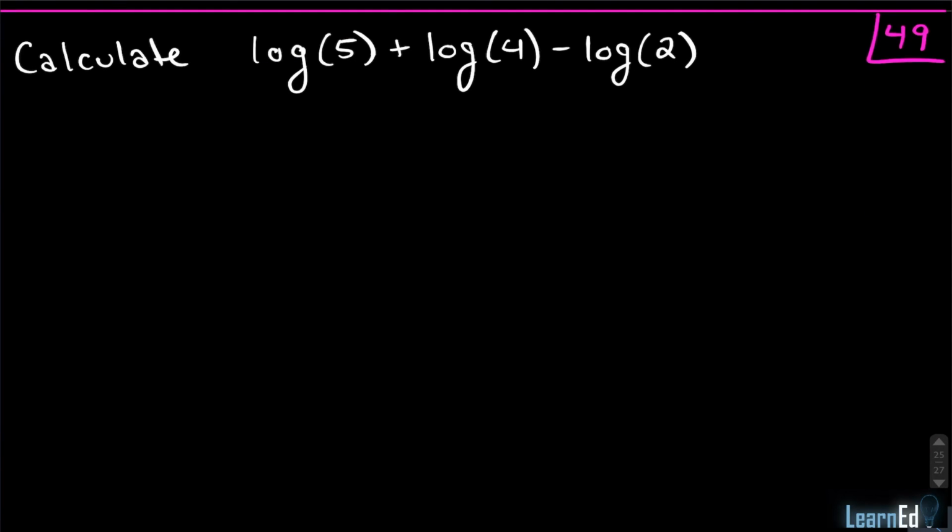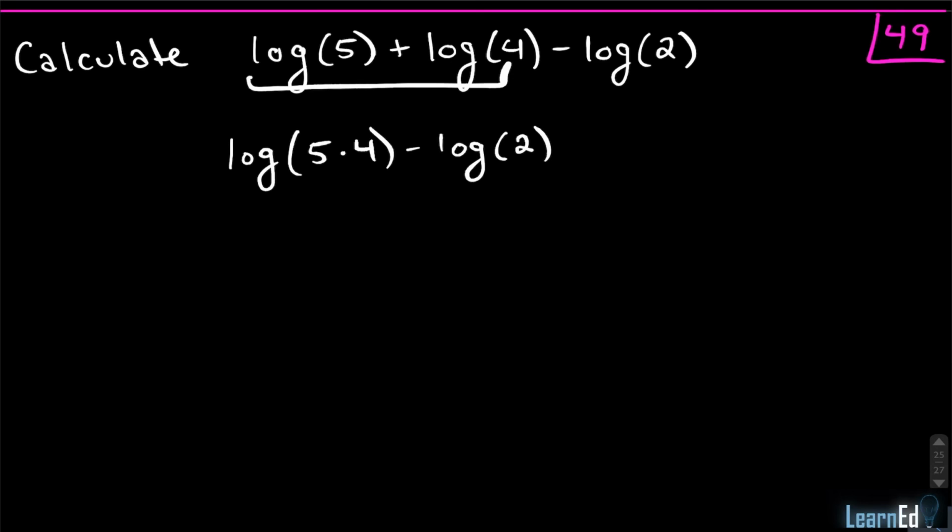Here's that other practice I was talking about. This is for problem 49. We want to calculate log of 5 plus log of 4 minus log of 2. Well, first off, let's just combine these two logs. It doesn't matter where we start, but we'll start with log of 5 and log of 4. If we combine these two things into a single log, it's log of 5 times 4. We subtract log of 2. Well, we can combine these again, because this is being subtracted, so we can just divide. So we have log of 5 times 4 over 2.